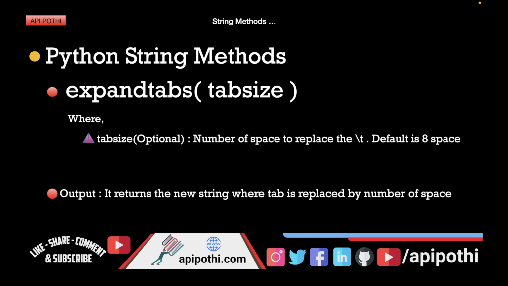The argument of expandtabs is optional, where the default behavior is that it will replace the \t, meaning tab, with 8 spaces. So the output of this method will be a new string where tab is replaced by spaces, and the number of spaces depends upon how we are using it. If we use the default behavior of expandtabs, then by default \t will be replaced by 8 spaces. Whereas if we provide the tab size value, then obviously it will be replaced with the respective tab size.